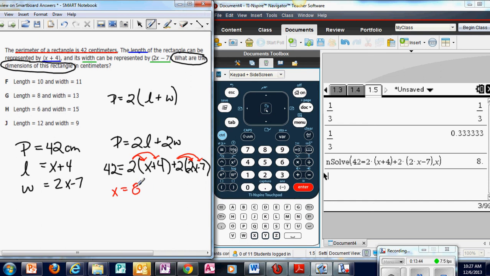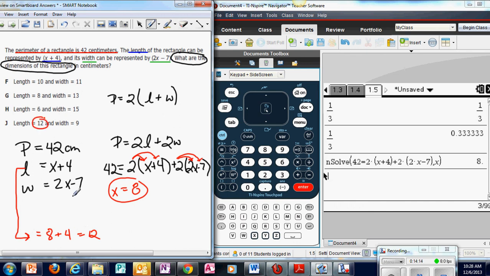X equals 8. Okay? I'm going to circle this because it's not the answer. For math, our final answer is boxed in. So even though I see an 8, and some people are going to go, oh, there's an 8, that's the answer. That's not what it asked us. We were asked to find the length and the width. We found x. So now we have to sub in. So to find the length, I'm going to replace that x with an 8. So I'm going to say that is 8 plus 4, which is 12.